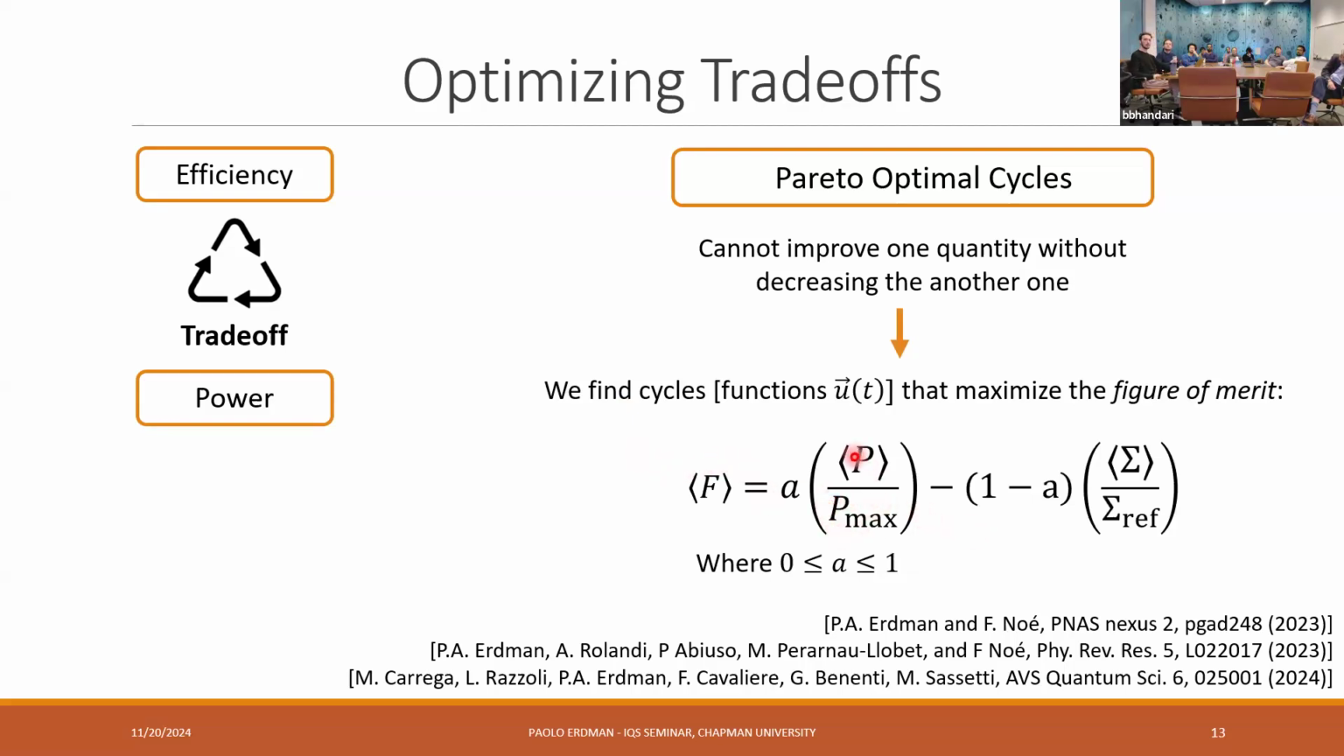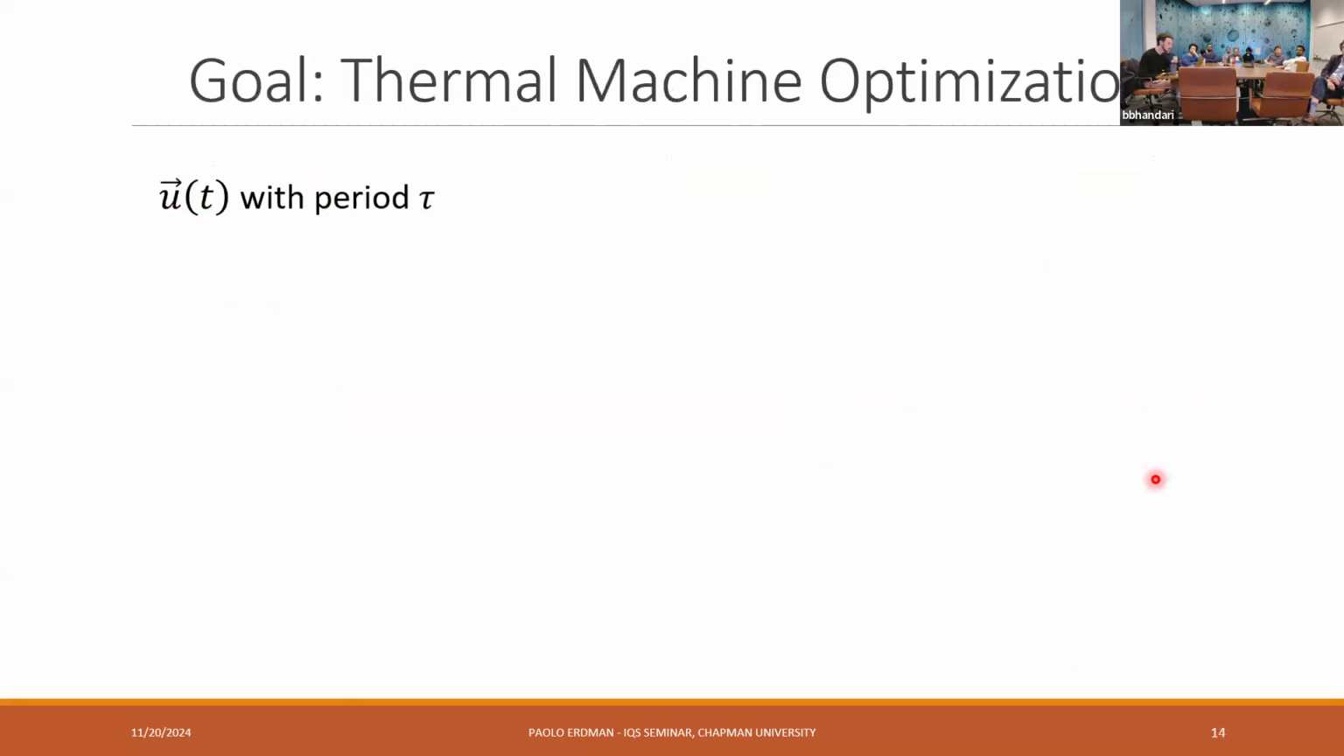Here in our case, it would be to have high power and low entropy production. And then you weigh them with this coefficient A, for example, between 0 and 1. When A is equal to 1, you're just maximizing the power. When A is equal to 0, you're just minimizing the entropy production. And for intermediate values, you will find these kinds of intermediate trade-offs between the two quantities.